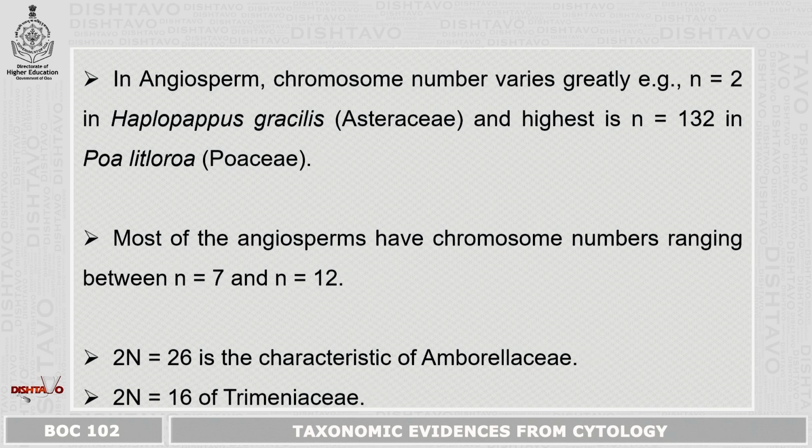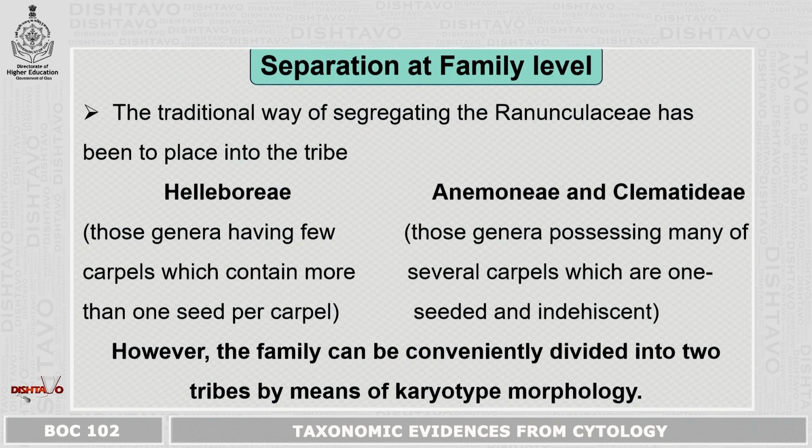Specifically, it is a characteristic of Winteraceae that it is 2n is equal to 26 and 2n is 16 of Trimeniaceae. If you see the separation at the family level, the traditional way of segregating the Ranunculaceae family was to place it in 2 tribes, Helleboreae and Anemoneae and Clematideae. Now, in Helleboreae, these are the genera which have few carpels, which contain more than 1 seed per carpel, whereas in Anemoneae and Clematideae, those genera are the ones which have many carpels and which are one-seeded and indehiscent, students.